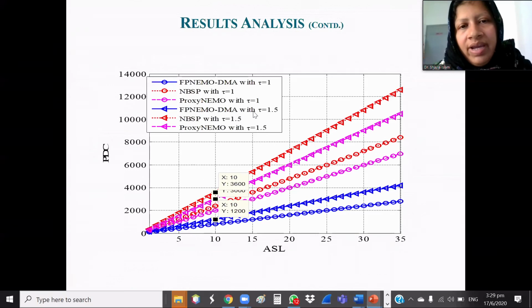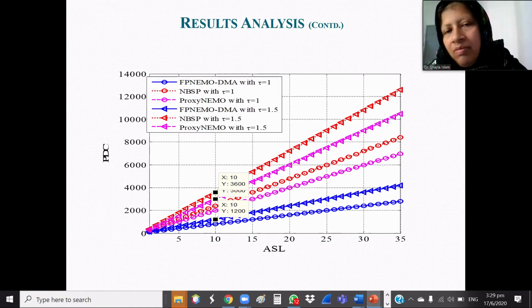So yes, we can see that if we modify some bits, as well as integrate this proxy with NEMO, we can reduce the cost as well as improve the handover performance. So that's all for this presentation.